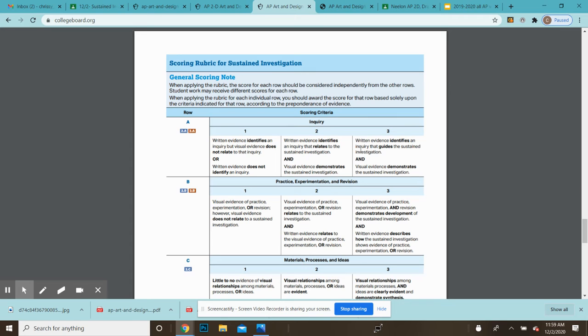If you get a 3, written evidence identifies an inquiry or your question that guides the sustained investigation. And this "and" is very important, because if you get a 1, it's an "or," like you do this or that. So make sure that you're looking at both sections, that the visual evidence demonstrates the sustained investigation. So do your 15 pictures show what you're actually saying that they're supposed to show?